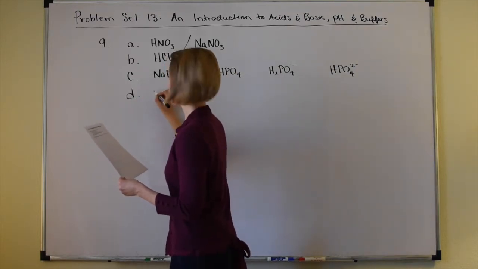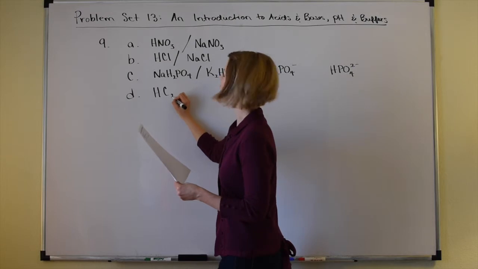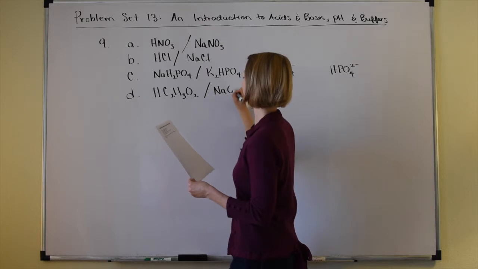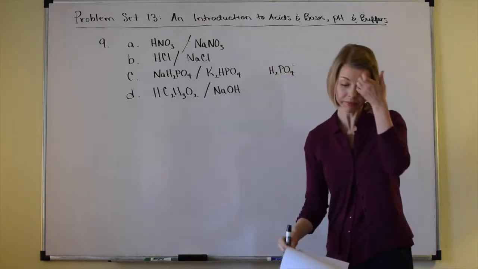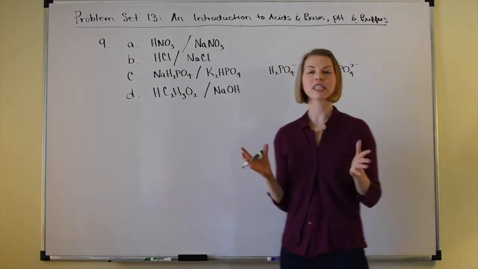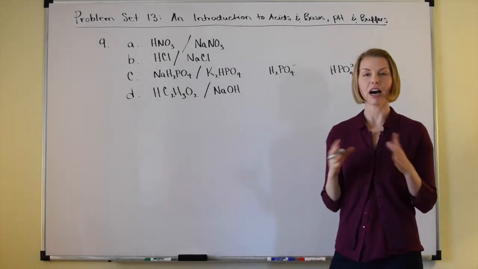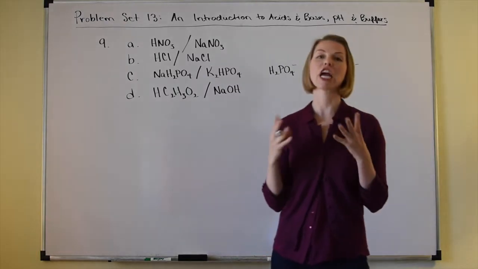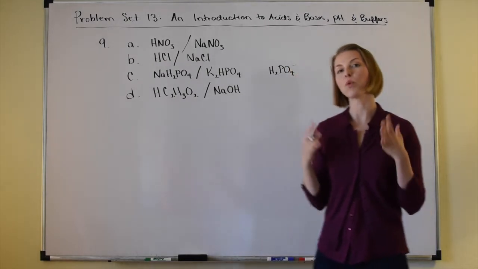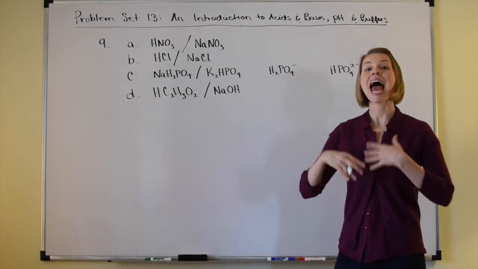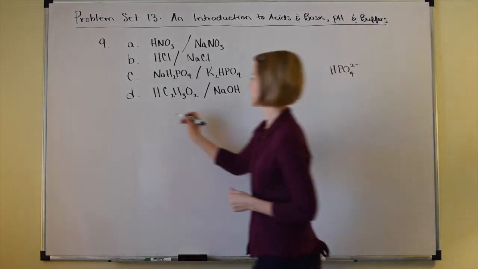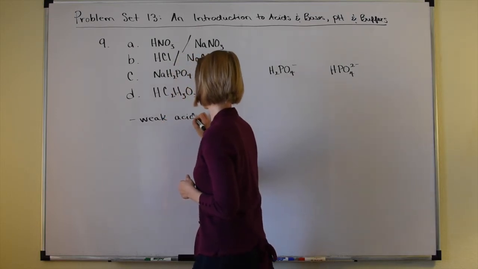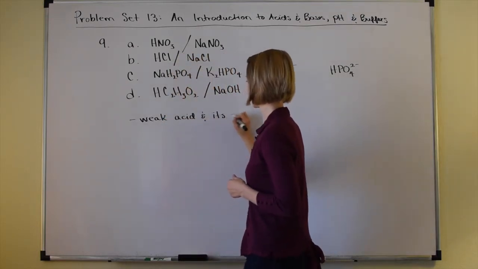And D, acetic acid, which is HC2H3O2, and sodium hydroxide. Okay. All right. So first thing that we should probably do here is talk about what a buffer is. So remember that a buffer solution is capable of resisting changes in pH, and it works through the presence of a weak acid and its conjugate base. I'm going to write that down. So we need a weak acid and its conjugate base.